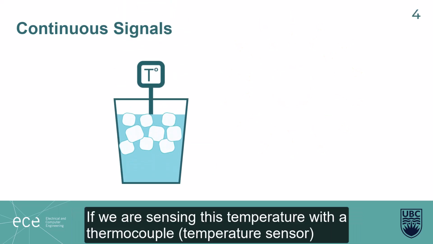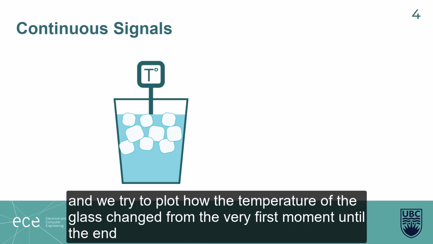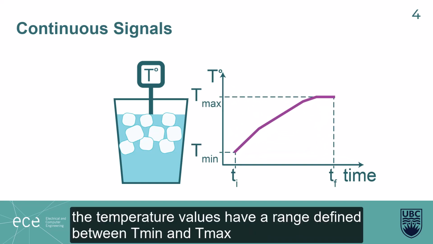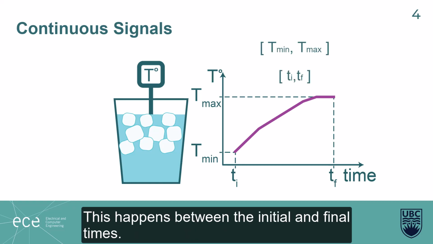If we are sensing this temperature with a thermocouple, a temperature sensor, and we try to plot how the temperature of the glass changed from the very first moment until the end, it looks like this. As we can see, the temperature values have a range defined between T minimum and T maximum. This happens between the initial and final times.